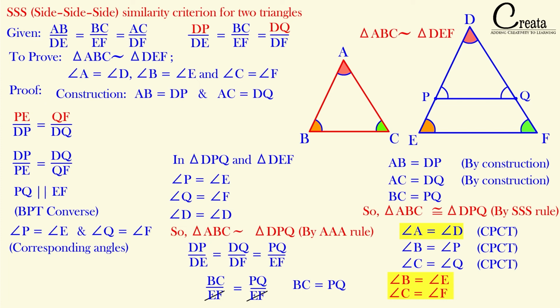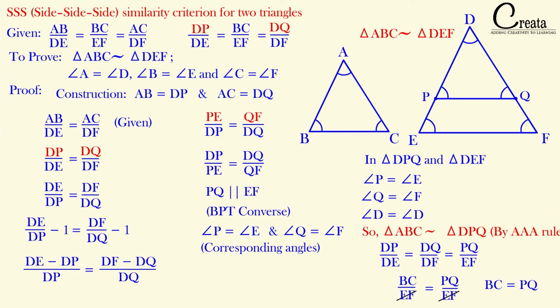Okay. The proof of the theorem is slightly long. Let's do the revision. Revision is important. I will just take down the major steps. Here we have taken the two triangles. We have assumed the point P on DE such that AB and DP are equal. Further, point Q on DF such that AC and DQ are equal.